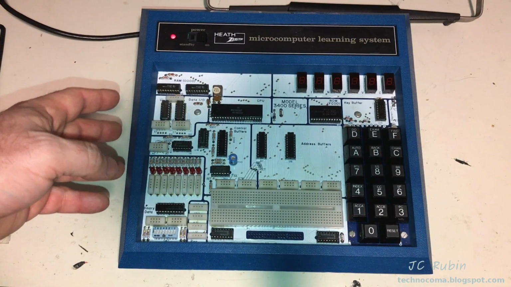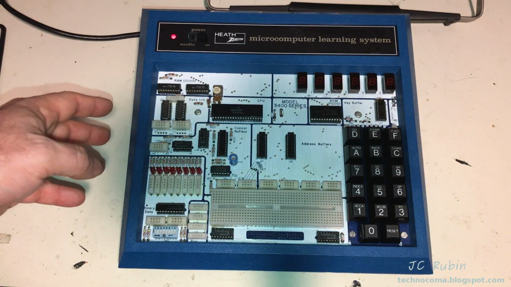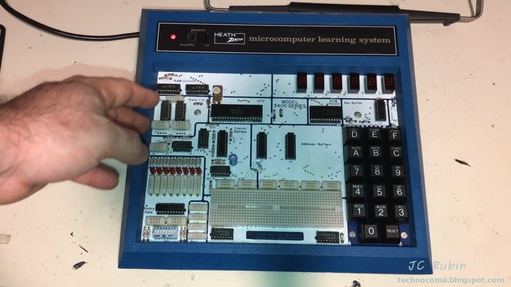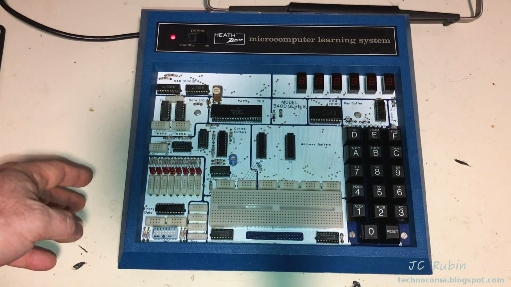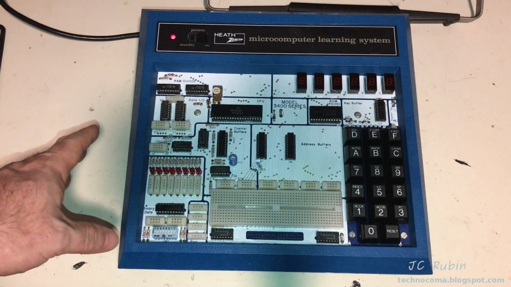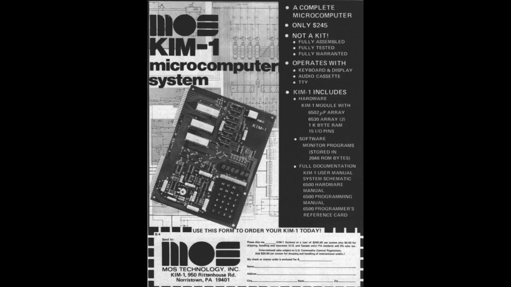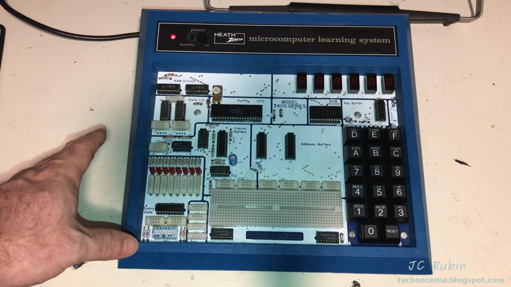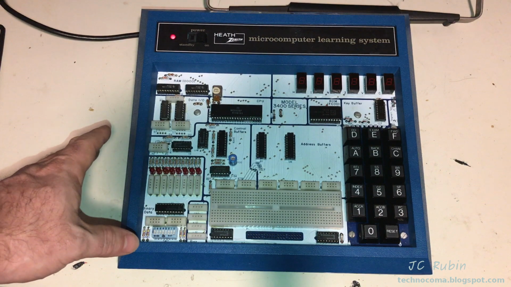And the premise of this was simple. This is to teach you how to program and how a 6800 Motorola microprocessor works. It wasn't anything else. That's all this thing was for. Commodore MOS Technologies back in the day had the KIM, which was very similar to this, that also performed the same task for the 6502 processor as well.